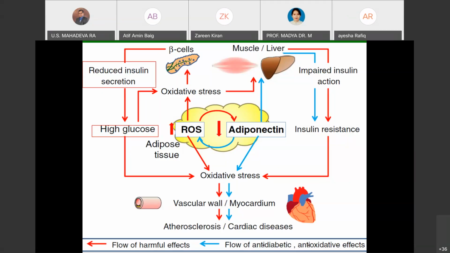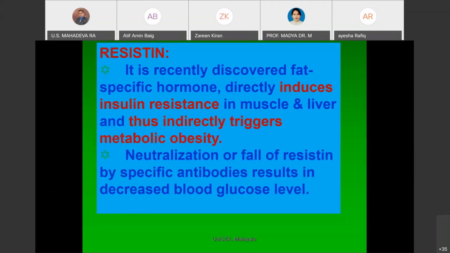So coming to the adiponectin, in the obesity case, the adiponectin level is decreased. Because of the fall in the adiponectin, there is an increase of insulin resistance and an increase of reactive oxygen species, and ultimately it can go up to atherosclerosis or CVD disease. And the next one, about the resistin hormone, I wanted to say. It is a recently discovered fat-specific hormone. It also increases the insulin resistance, and indirectly triggers the metabolic obesity.